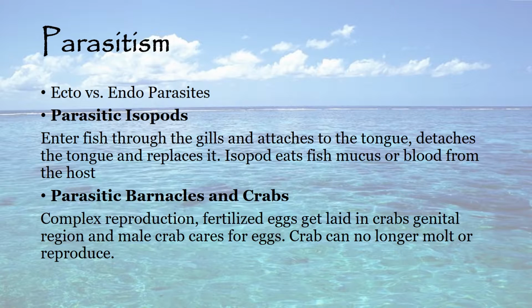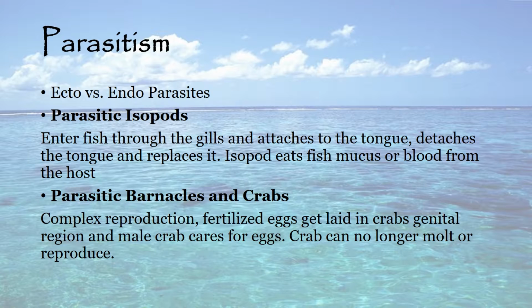So they're pretty icky. And then another example is parasitic barnacles and crabs. These ones are possibly even grosser. There's this complex reproductive cycle, and what ends up happening is the fertilized eggs of the barnacles get laid in the male crab's genitalia. And the male crab will care for the eggs, the fertilized eggs of the barnacles.